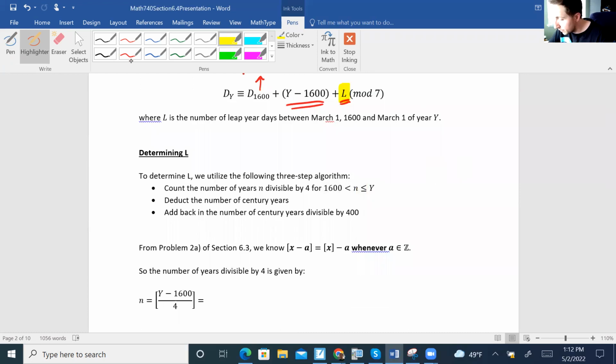First thing we do, step 1, we're going to count the number of years that are divisible by 4 past 1600, but less than or equal to the year that we're looking at. So this is going to tell us the number of leap years in general.